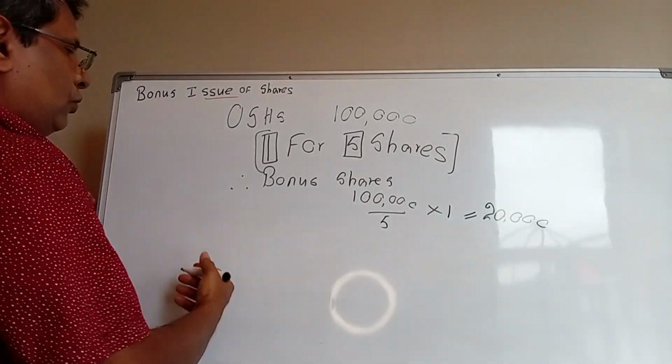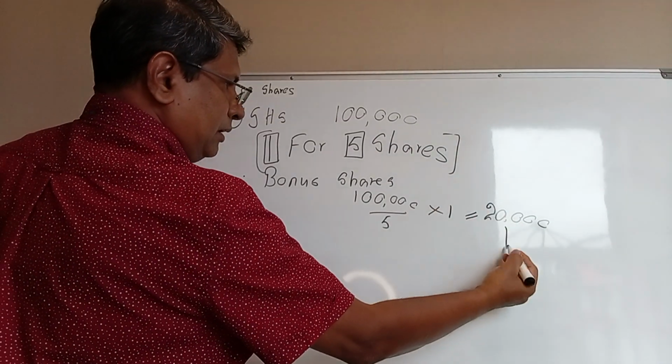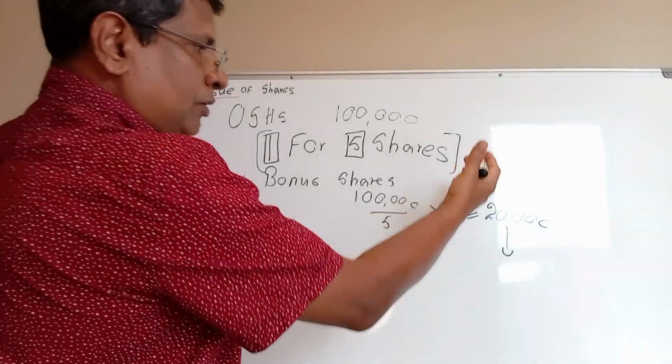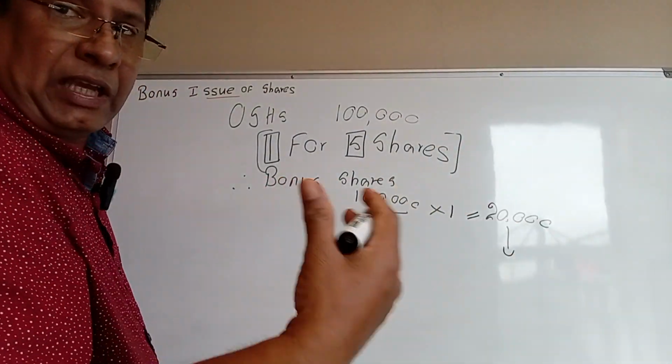Now, which reserves are we going to use? This 20,000 has to be taken out of the reserves because there's no cash transaction.